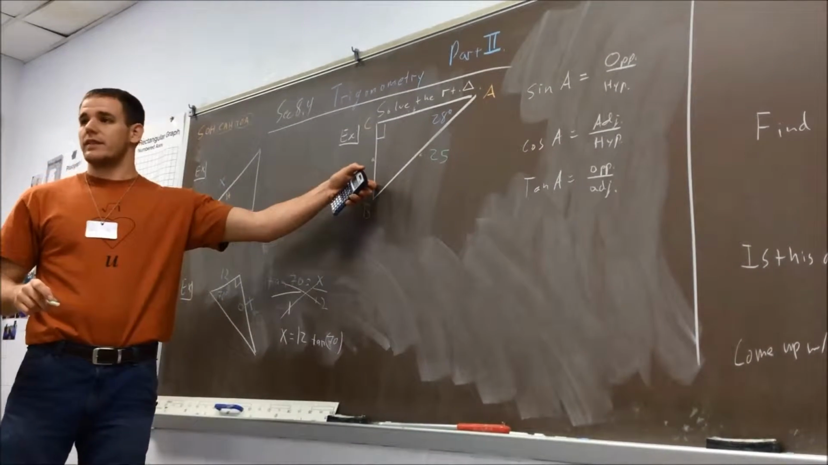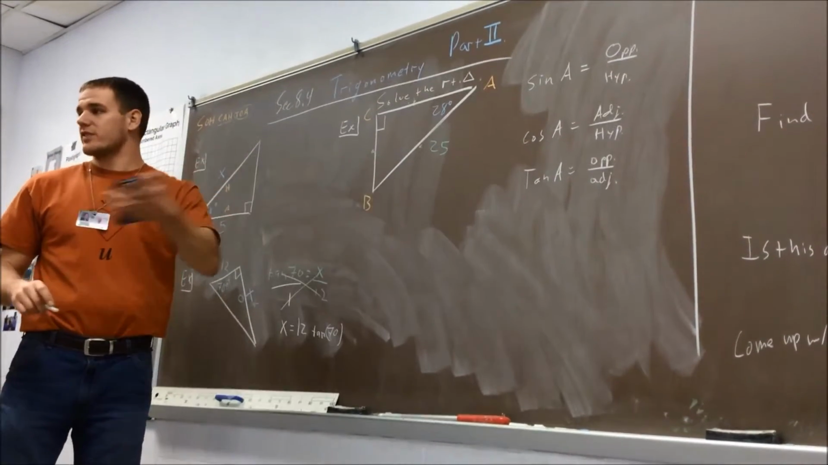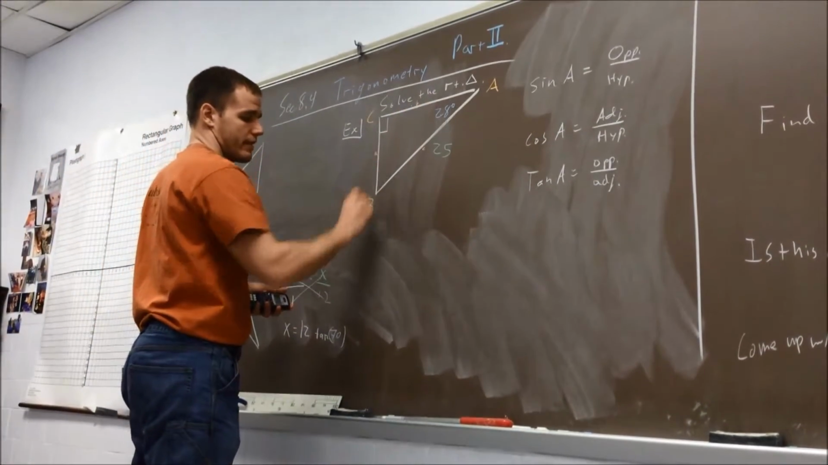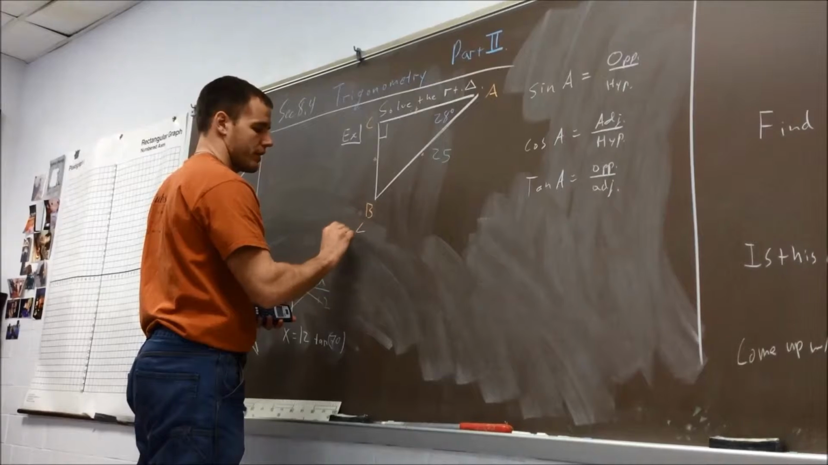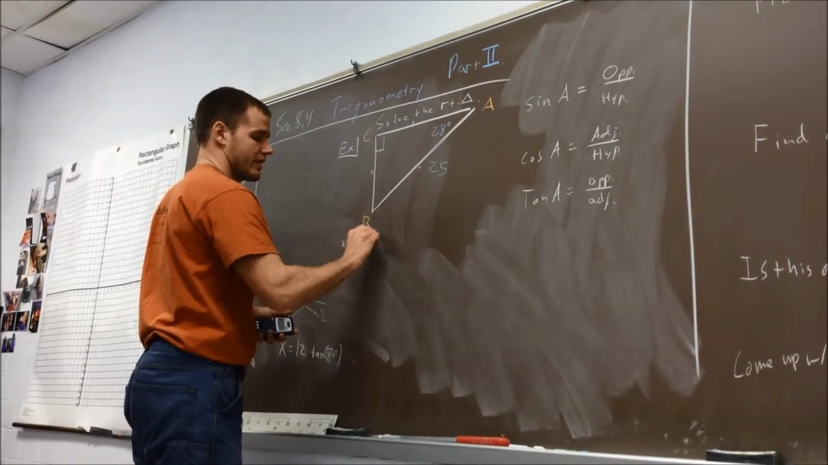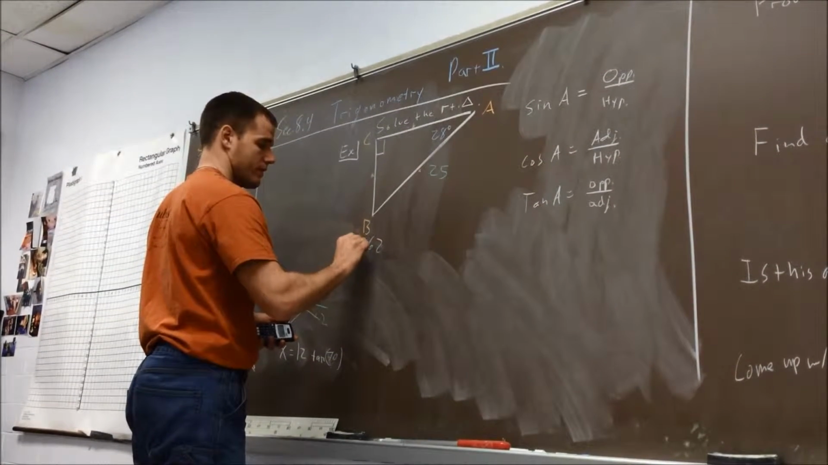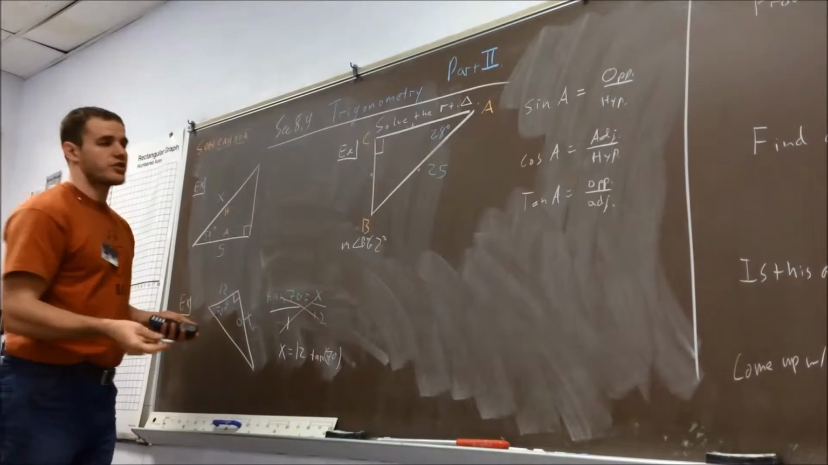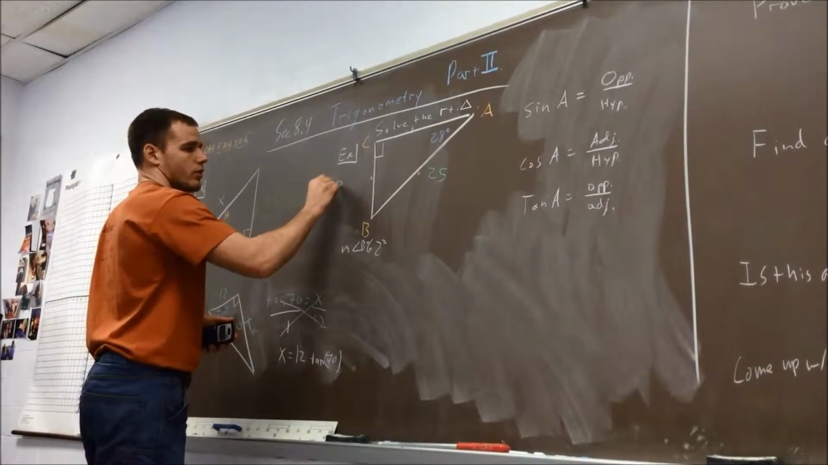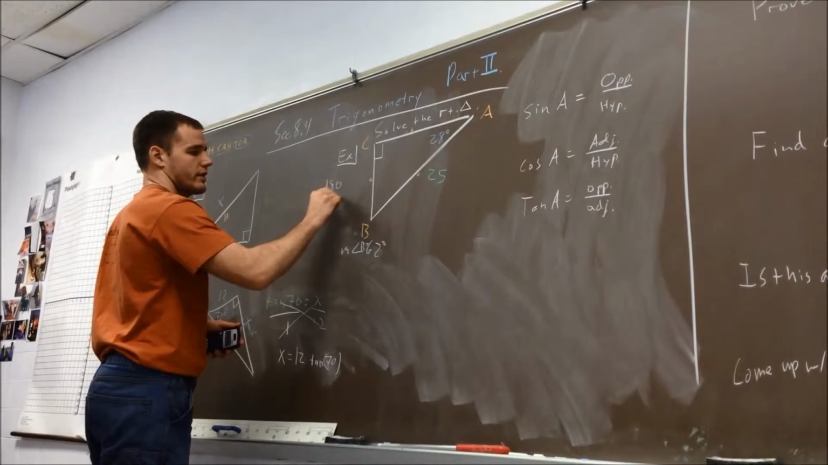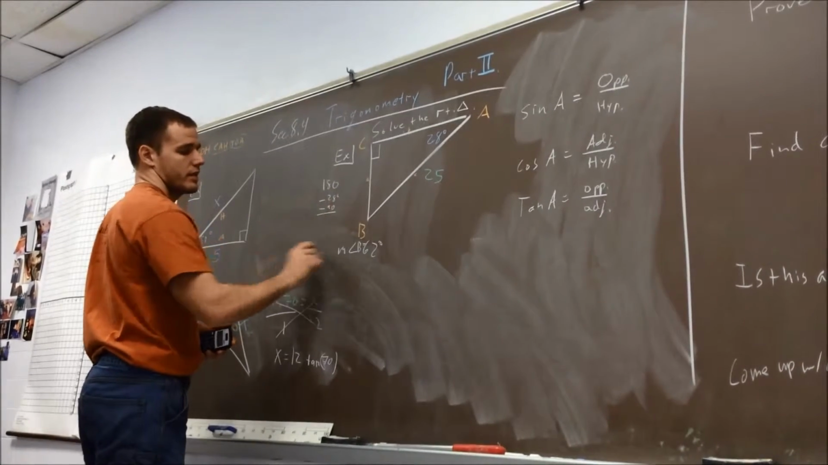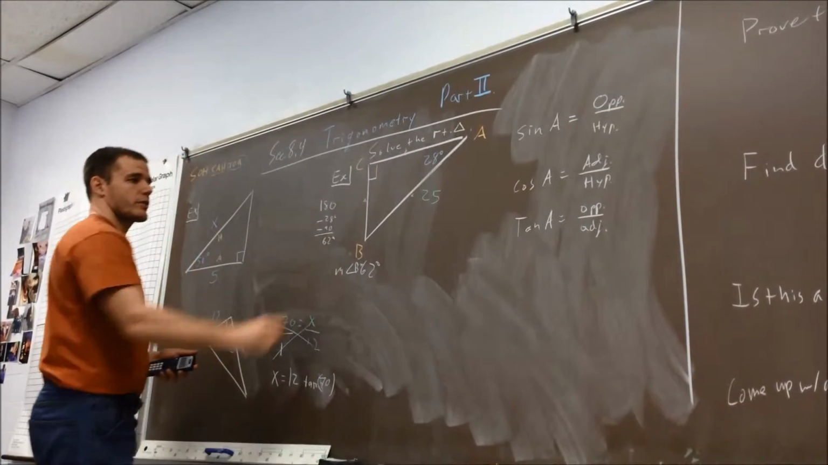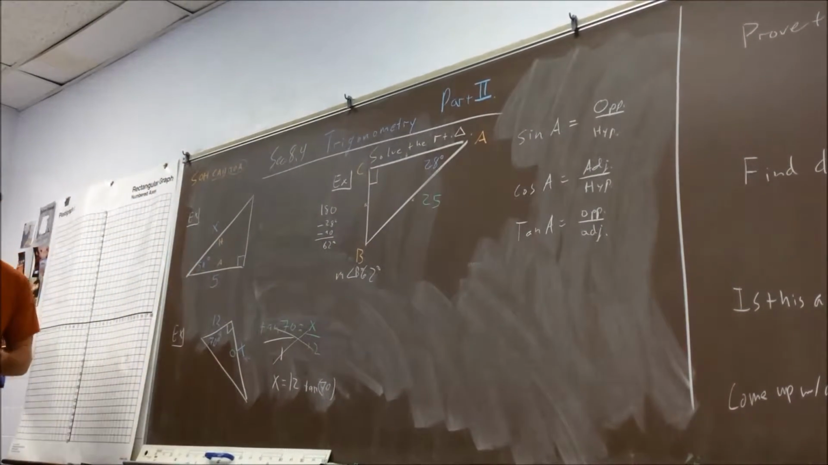Is it hard to find the missing angle? No, triangle sum here, correct? So triangle sum theorem, we're going to come down here very quickly, put the measure of angle B is 62 degrees. Because we know there's 180 degrees in a triangle, 180 minus 28 degrees minus the 90 degrees, and we're left with 62 degrees. So we found the one angle. We just got to find the sides.